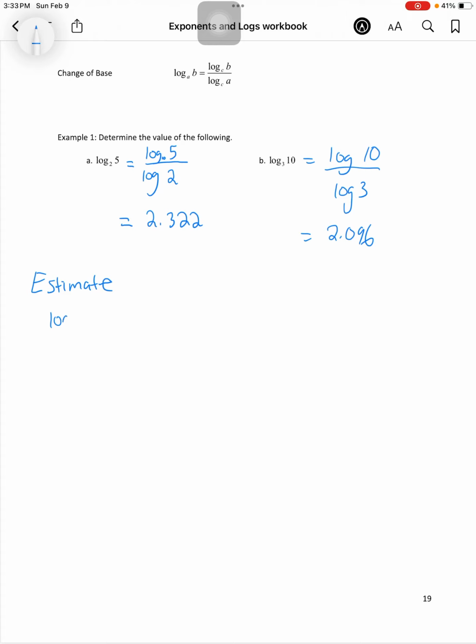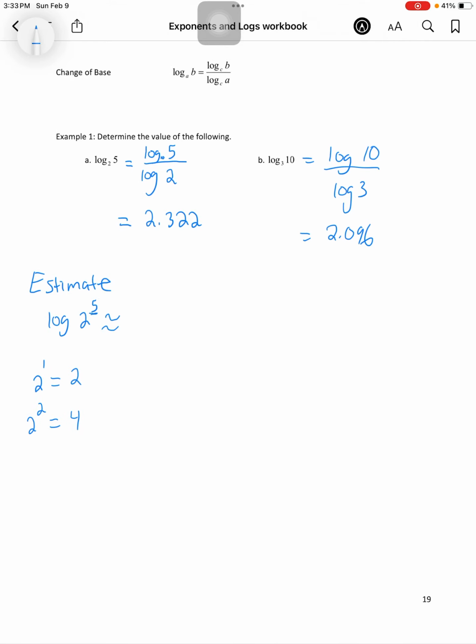So estimate log base 2 of 5. Always try and figure out what would it approximately be. So how you're going to do this is, you're going to take exponents of 2. So 2 to the 1, 2 to the 2. You're going to continue. And you're just going to evaluate these. So 2 to the 1 is 2. 2 to the 2 is 4. And you're just going to keep going until you get one number that's going to be higher than 5. And one number that's going to be directly lower than it. So you're trying to find exactly where 5 would be between.